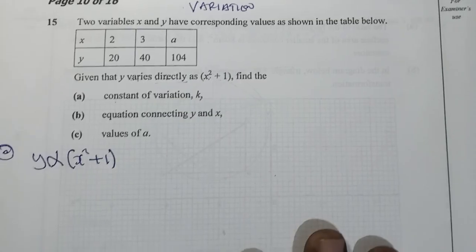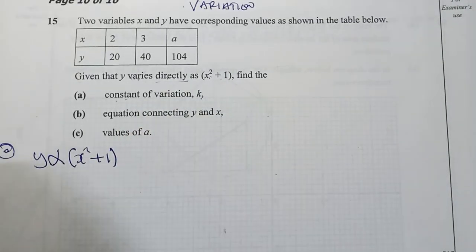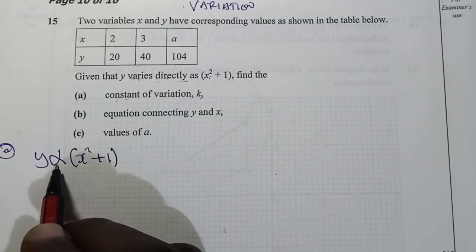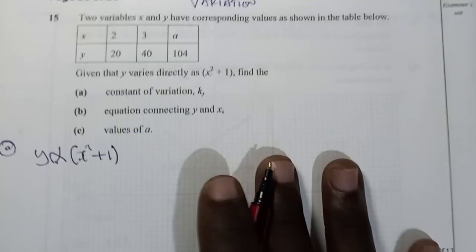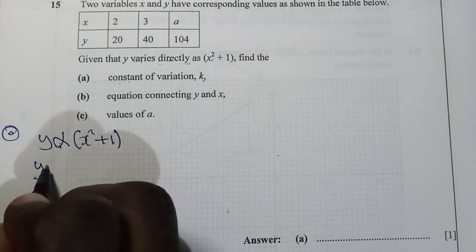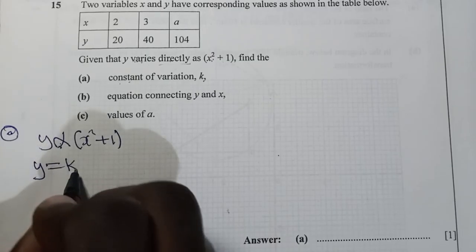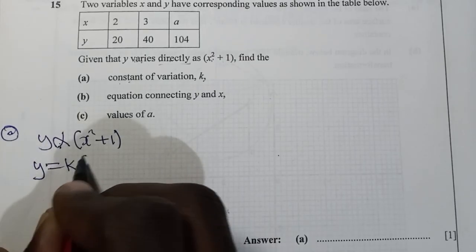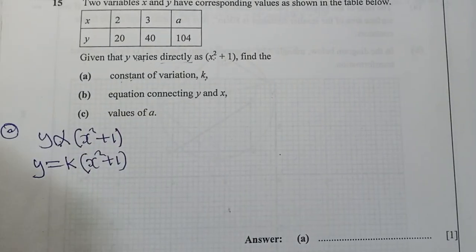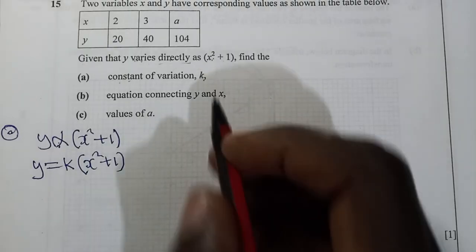This is the solution. We look for the value of k. Now before we look for the value of k, whenever you see the vary symbol, it is converted to two notations, which are equals and the constant. So we are going to have y, and where there's the vary symbol, which is composed of two signs, I'm going to replace it with equals and the constant k, which is the constant of variation. Then we put everything in brackets like that. Now we're looking for the value of k.